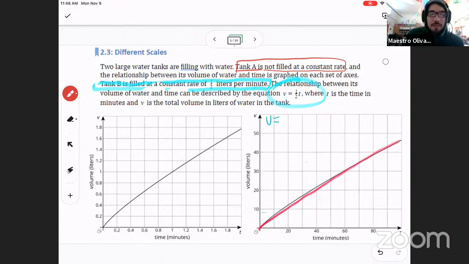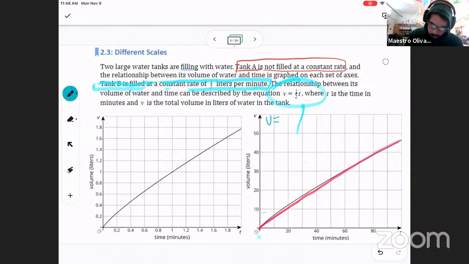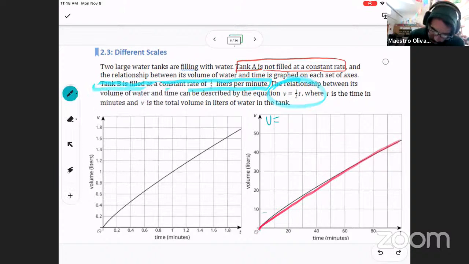That's the red graph. So now I want to know, where's the blue graph? What does it look like? The equation is 1/2 T. The volume, you take the number of minutes and you multiply it by a half, and that's how many liters of water you have. Another way to write the equation, y equals 1/2 x.